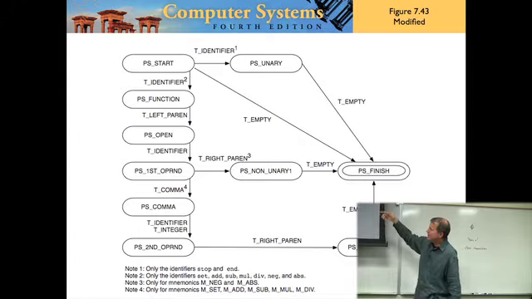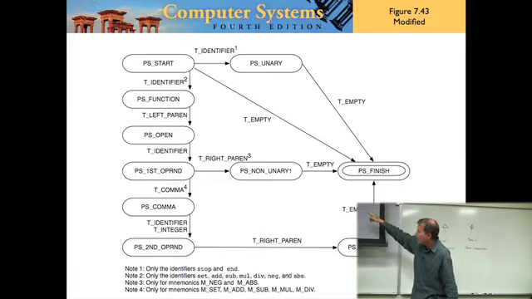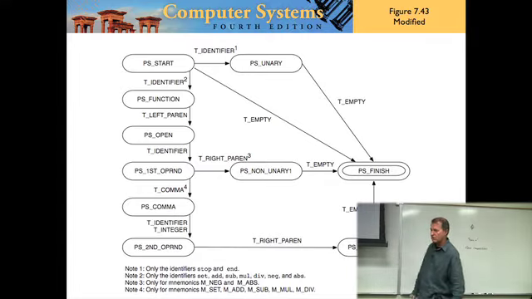Well, but we understand how this works now, right? What it does is the transitions are on the tokens. Are you with me? The transitions are on the tokens. And you can tell that when we start at the start state, if you have an identifier, and the identifier is stop or end, then you go to state PS unary, and if it's add, sub, mul, div, neg, and abs, you go down to PS function, and so on. And those are transitions on tokens.